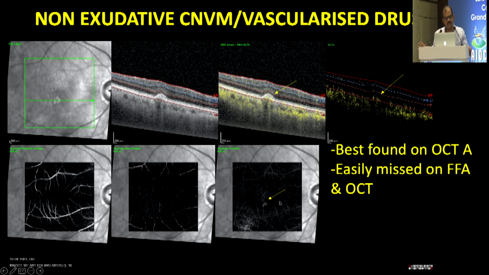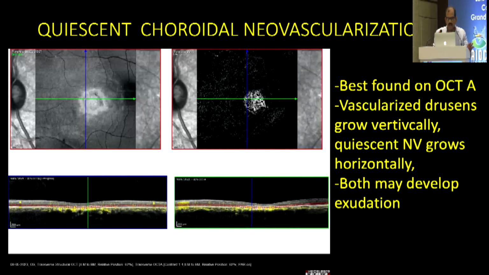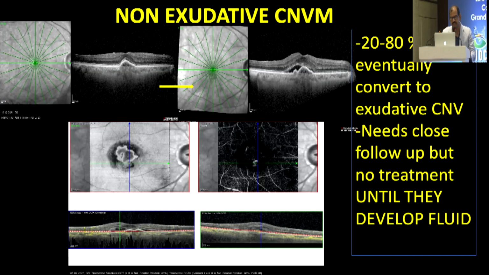It is missed on fluorescein angiography and OCT. Another scenario of non-exudative choroidal neovascularization is quiescent choroidal neovascularization. That is also found on OCT angiography. The difference between the vascularized drusen and the quiescent neovascularization is that the vascularized drusen grow vertically, whereas the quiescent neovascularization grows horizontally between the layers. Both these situations may develop exudation at a later date.